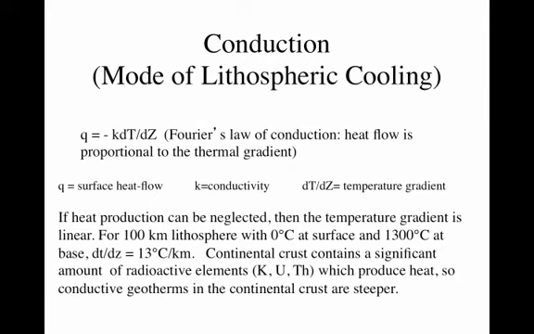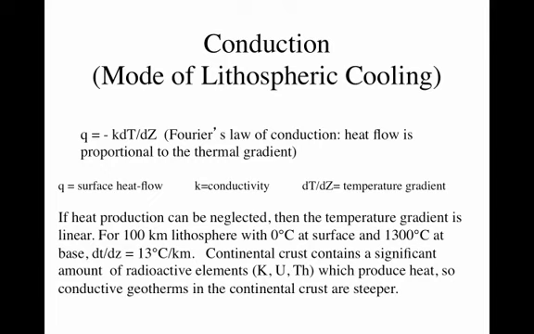So if we look at conduction, heat flow Q is proportional to the thermal gradient, which is dT over dz, and proportional to the conductivity of the rocks through which heat is conducting. If heat production is neglected, then the temperature gradient is linear. And so for a 100-kilometer thick lithosphere with 0 degrees Celsius at the surface and 1300 degrees Celsius at its base, you get a thermal gradient of 13 degrees C per kilometer.